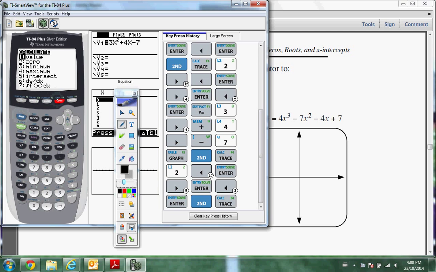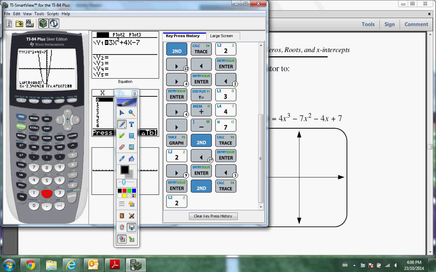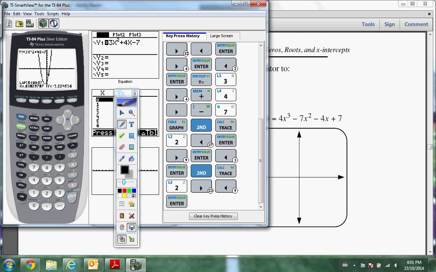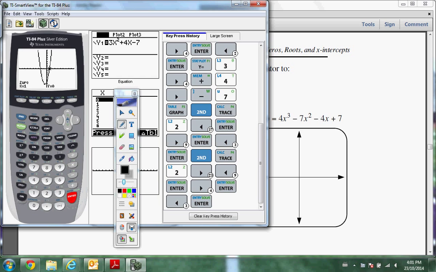Try the other side. It might have just gone really high. Yeah, see it's at negative 14. To me it's way over here, so you want to keep hitting right. Keep making it come down. There. Okay. All right, and the other side. So left bound, enter. Right bound, enter. Enter. 1. So I got negative 7/3, and 1.